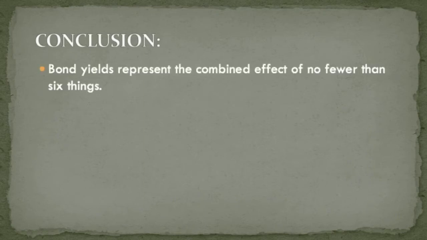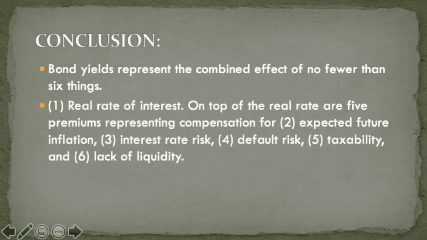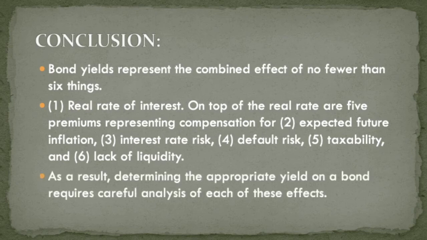Conclusion: if we combine all of the things we have discussed regarding bond yields, we find that bond yields represent the combined effect of no fewer than 6 things. The first is the real rate of interest. On top of the real rate are 5 premiums representing compensation for expected future inflation, interest rate risk, default risk, taxability, and lack of liquidity. As a result, determining the appropriate yield on a bond requires careful analysis of each of these effects. That's all. Thank you.